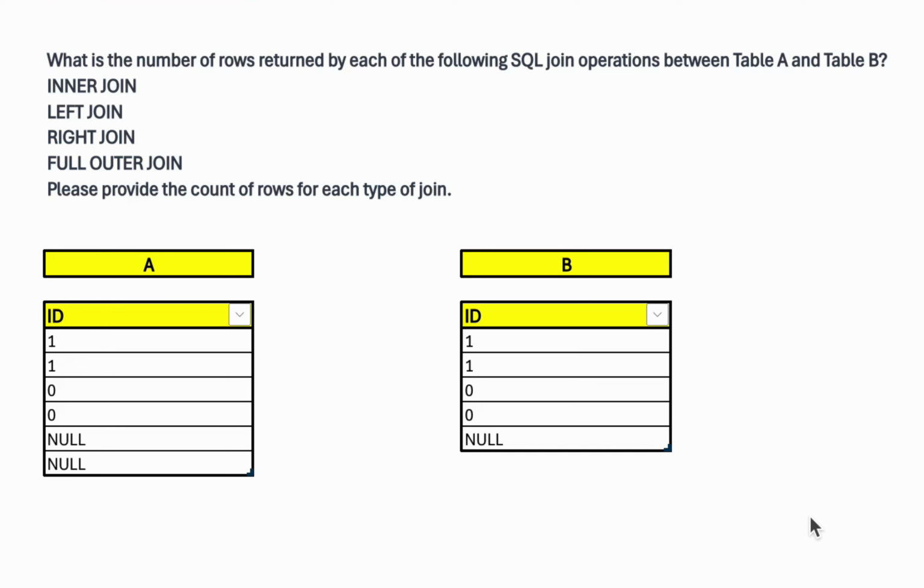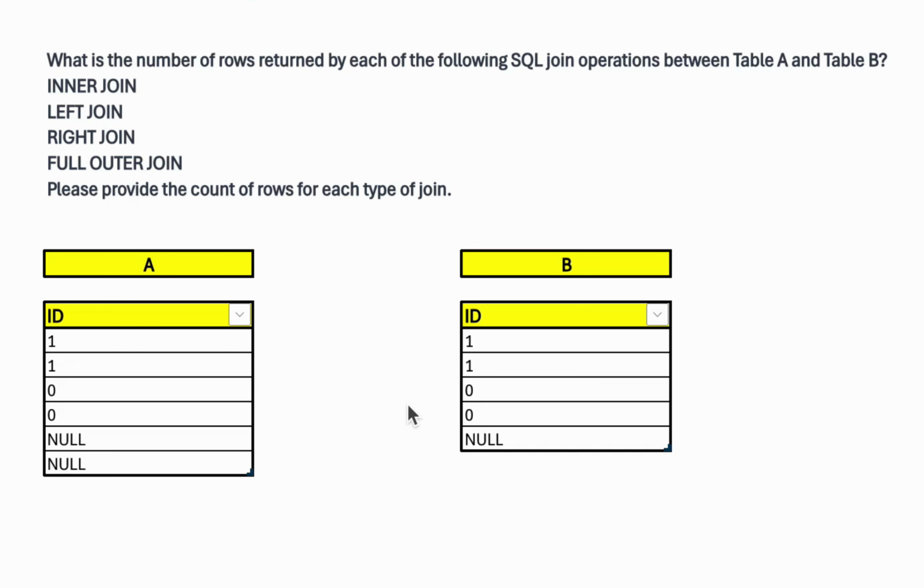So today we have a very interesting problem, and this question is asked in most of the interviews. That is why I thought to share this question with you. We have two tables, table A and table B, and the question is: when we apply the inner join, left join, right join and full outer join between these two tables, what are the number of rows that we get for each join? So this is our problem.